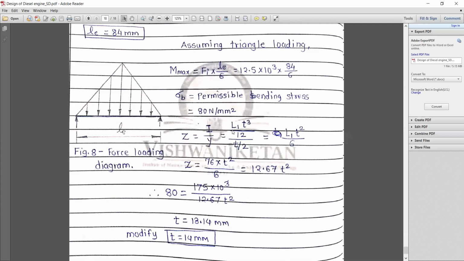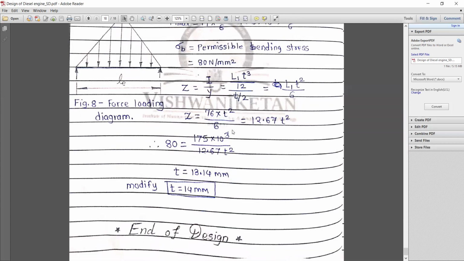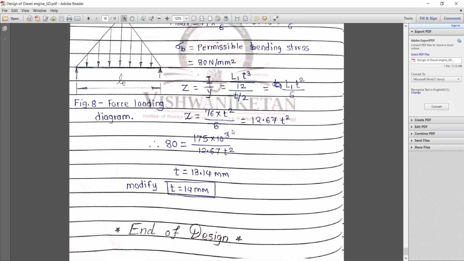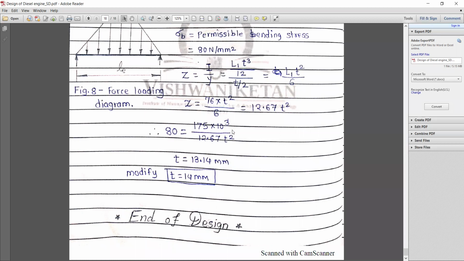Z is equal to 12.67 T square. Now sigma b is equal to Fi divided by Z. So Fi is equal to 175 into 10 raised to 3 and Z is equal to 12.67 T square. Sigma b, we know, is 80 newton per mm square. So we can calculate the thickness of the cap, that T is equal to 13.14 mm. Modify this thickness to 14 or 15.